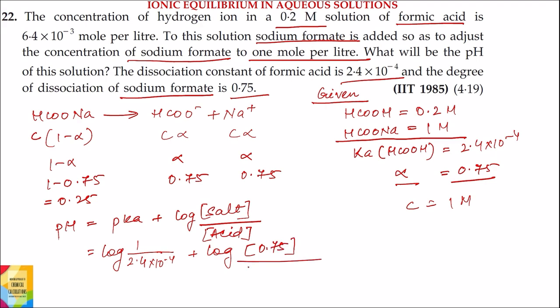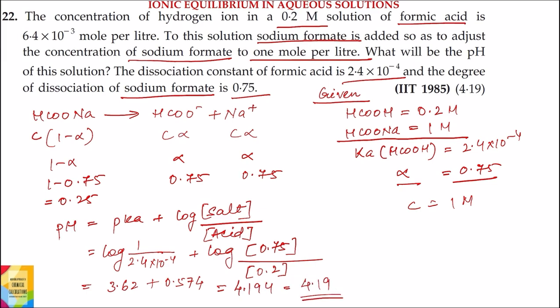The concentration of the acid is 0.2. So the pKa value will be equal to 3.62 plus log 0.75 divided by 0.2, which is equal to 0.574. This is 0.574. Now adding the values, the value of pH will be 4.194, or this can also be written as 4.19. So the pH of the solution is 4.19.